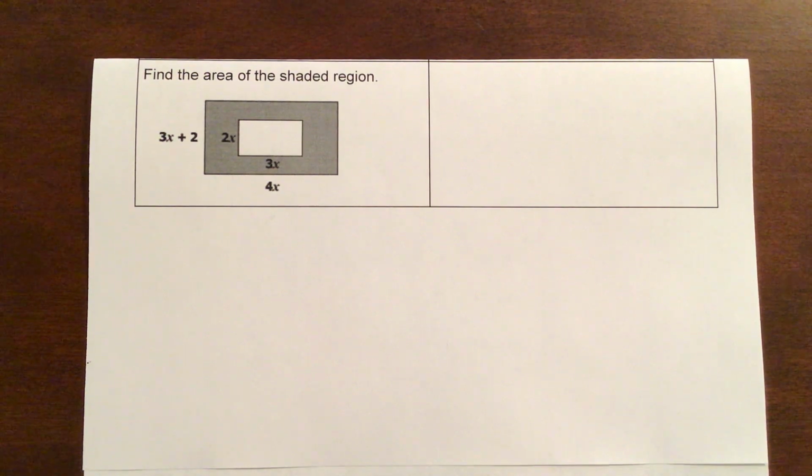Same process. You're finding the area of the large rectangle. You're finding the area of the smaller rectangle. And then you're subtracting. But remember, when you subtract, you're subtracting that term or that polynomial or that monomial or whatever. It belongs together.